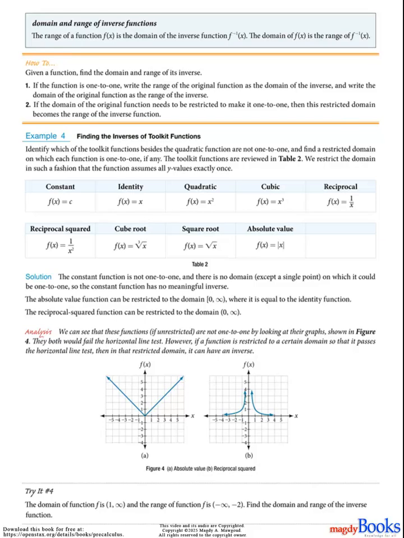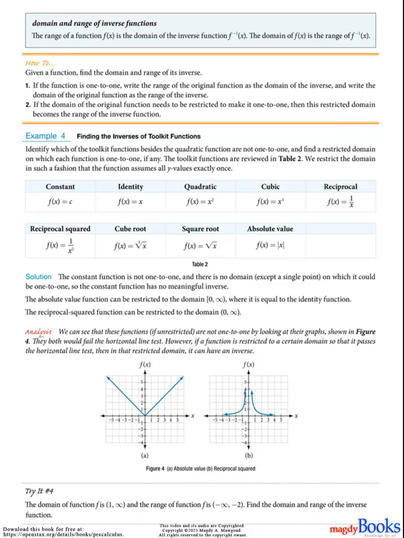Solution. The constant function is not one-to-one, and there is no domain, except a single point, on which it could be one-to-one, so the constant function has no meaningful inverse. The absolute value function can be restricted to the domain [0, ∞), where it is equal to the identity function. The reciprocal squared function can be restricted to the domain (0, ∞).